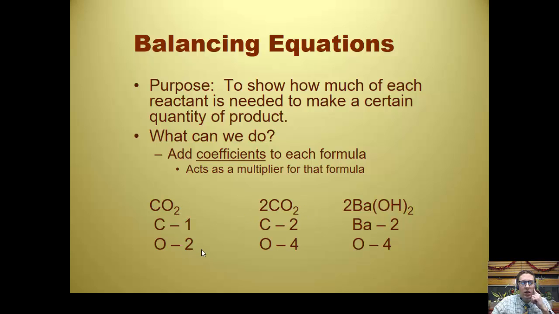But we only have 2 here. However, this 2 carries through, so now we have 4 oxygens. Well, this is 2 times 1, but don't forget this parenthesis out here is 2, so we actually have 4 oxygens here. And we also have 4 hydrogens, because 2 times 1 times 2 gives us 4.